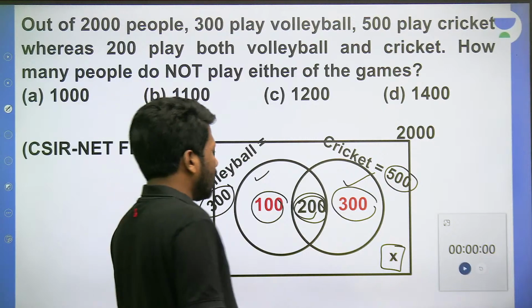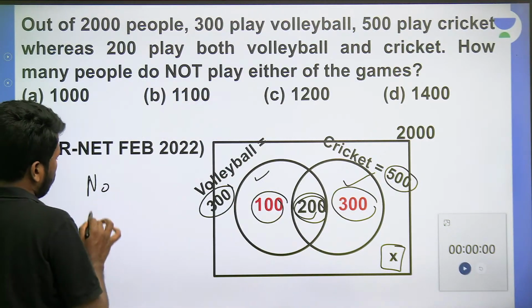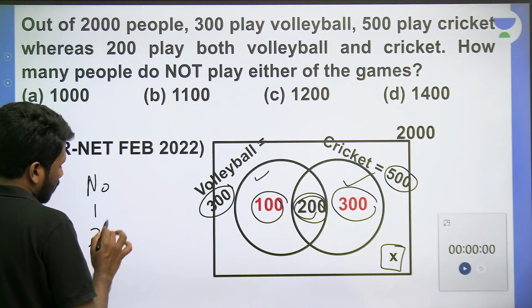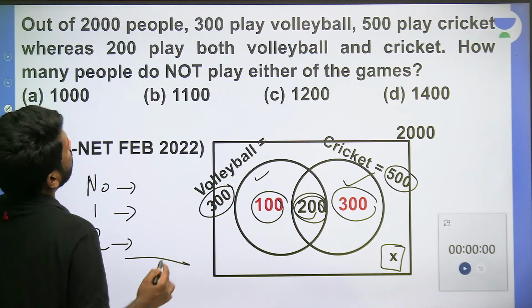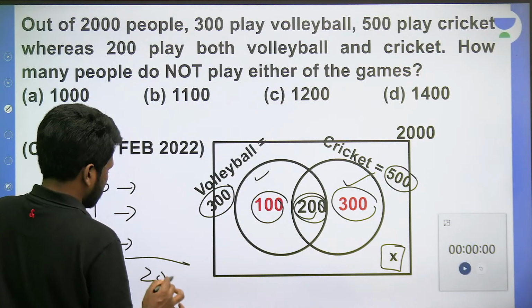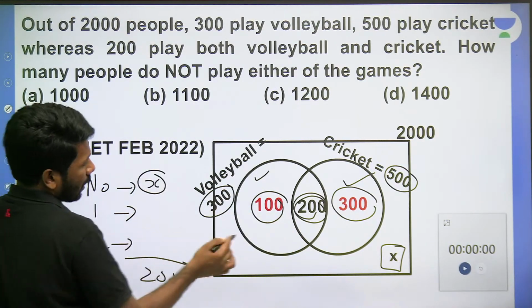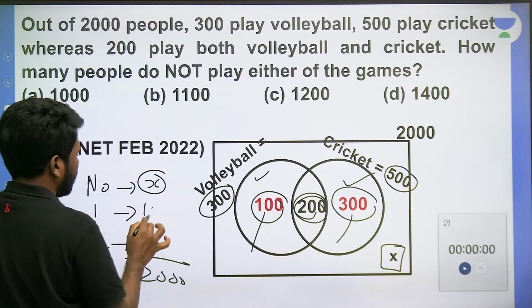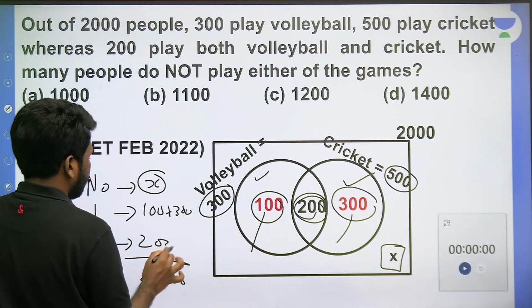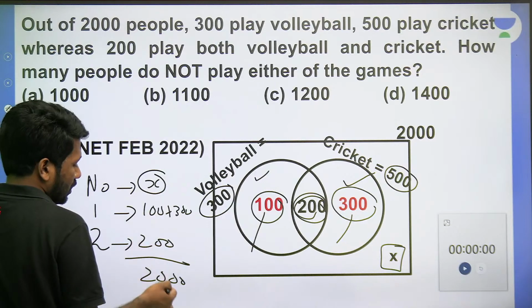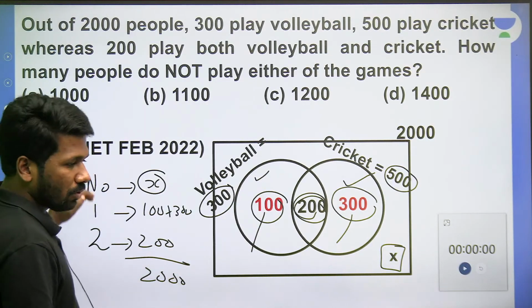So we can categorize it into three categories. No game playing people, one game playing people, two, both game playing people. These three added will be the total number of people, that is 2000. No game playing people is our required unknown X. One game playing people will be 100 plus 300. And two game playing people will be 200. Now from this, adding these three equal to 2000, you can easily solve it.